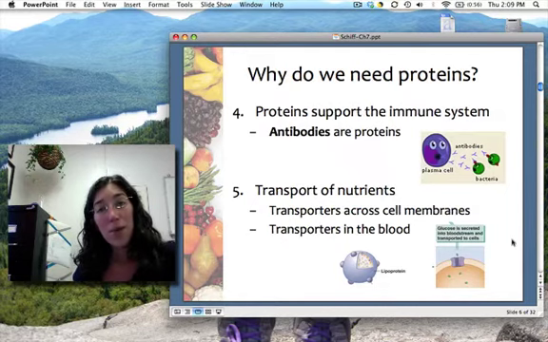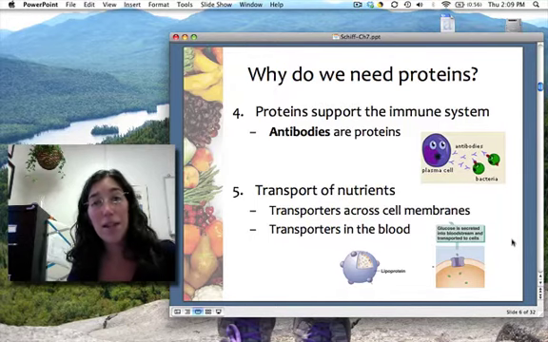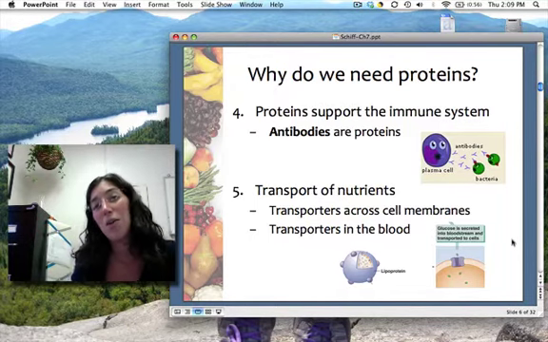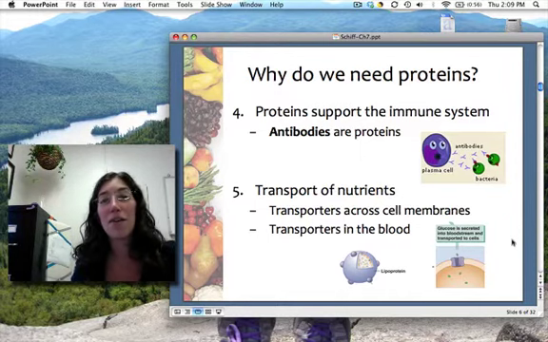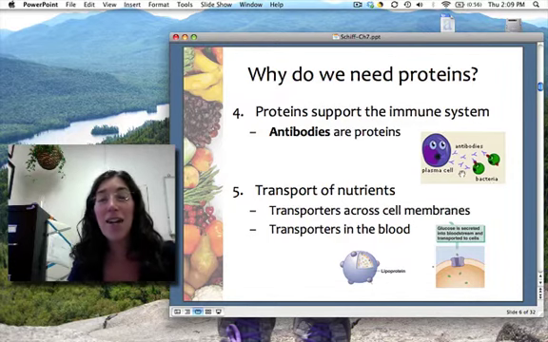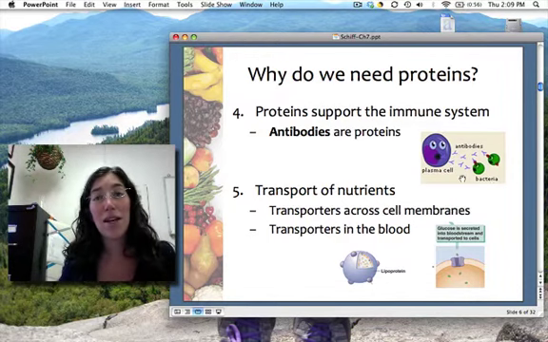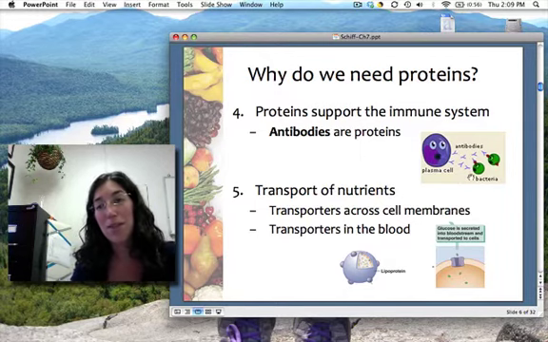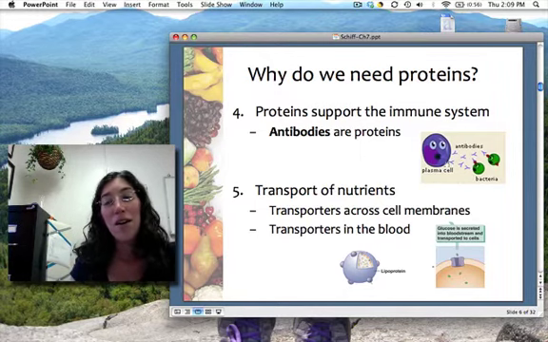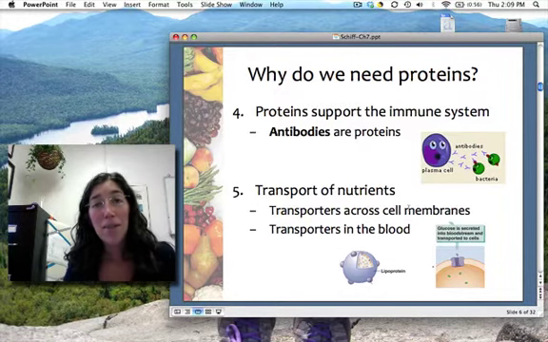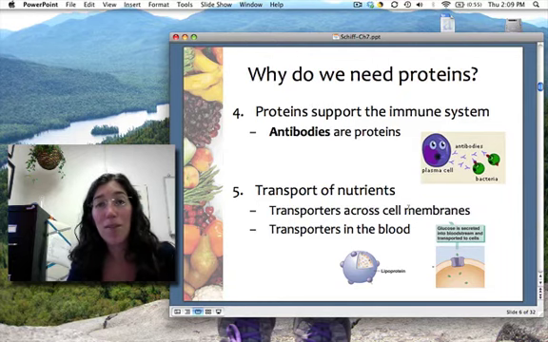Another important role for proteins is as part of the immune system. So antibodies, the antibodies that your immune cells make when you get infected with a bacteria or a virus, your immune cells start producing antibodies that then coat the bacteria and tag them for destruction by macrophages and other cells of the immune system. So these antibody-producing cells, the antibodies that are actually produced, those are proteins. Antibodies are made from protein. So if you don't have any protein, you can't make antibodies, and that would severely disable your immune system.